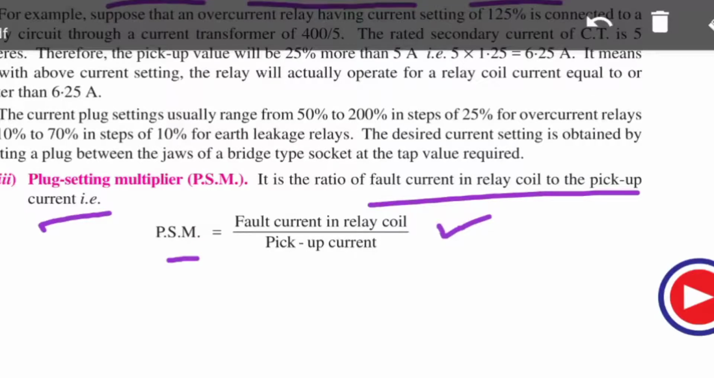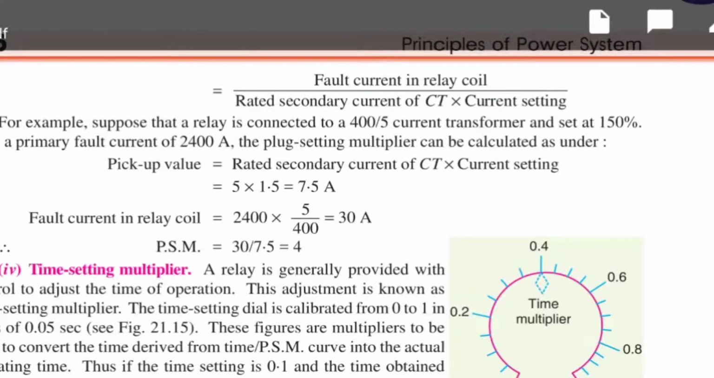What is the use of plug setting multiplier? We have to remember, it is the ratio of fault current in relay coil to pickup current. Pickup current is the rated secondary current of CT into current setting. If you substitute, then you can calculate the PSM value.